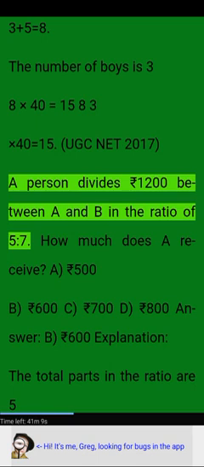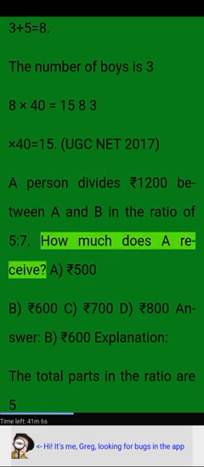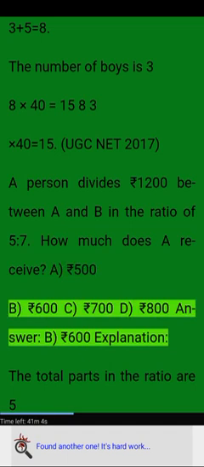UGC NET 2017. A person divides 1,200 rupees between A and B in the ratio of 5:7. How much does A receive? A. 500 rupees. B. 600 rupees. C. 700 rupees. D. 800 rupees. Answer. B. 600 rupees.